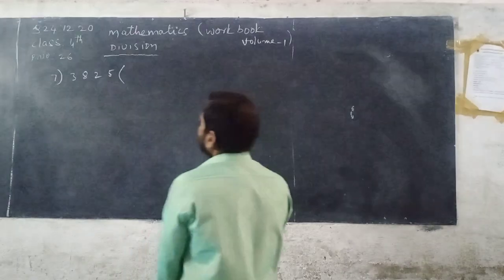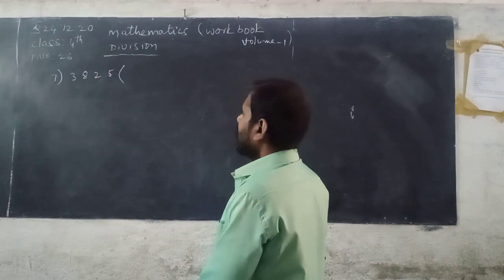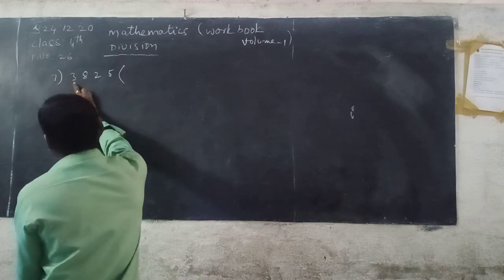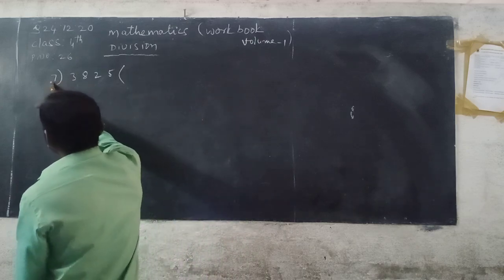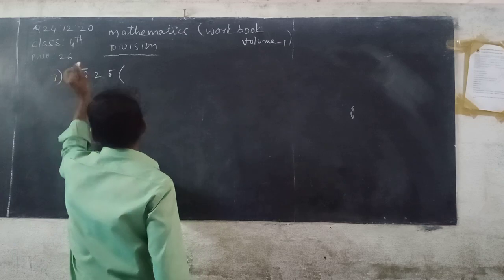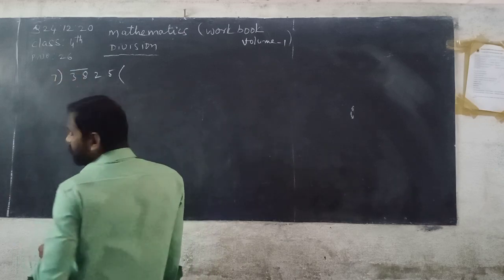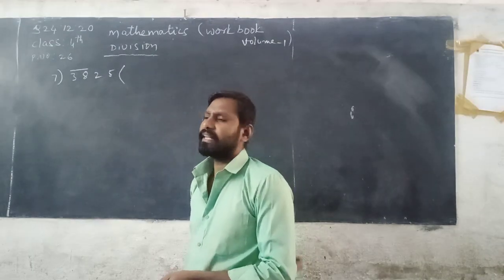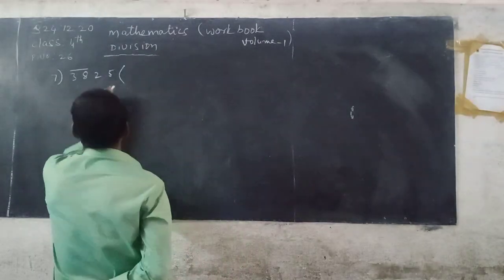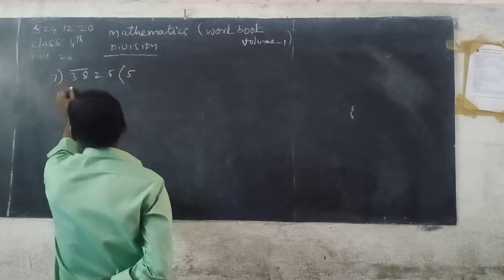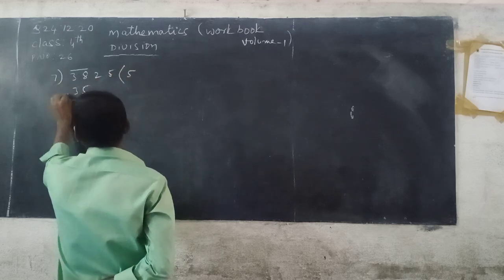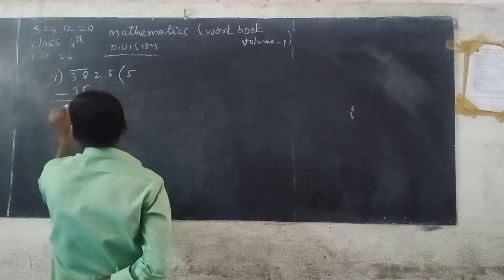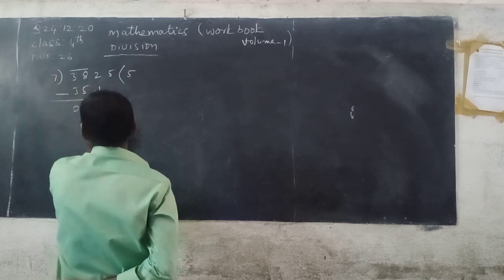See here, in the dividend, we have to take 2 digits from left to right because the first digit is 3. 3 is smaller than 7, so we have to take 2 digits. Now 7 fives are 35, 7 sixes are 42. 42 is more than 38, so 7 fives are 35 is possible. 8 minus 5 is 3, 3 minus 3 is 0. Now bring down 2 to the remainder.